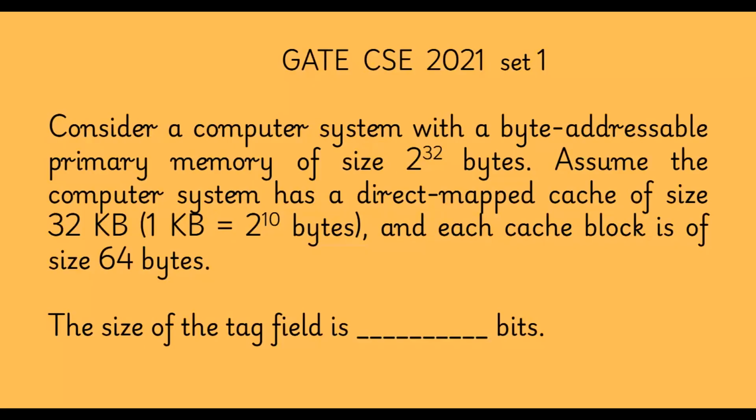Consider a computer system with a byte addressable primary memory of size 2 to the power of 32 bytes. Assume the computer system has a direct mapped cache of size 32 kilobytes and each cache block is of size 64 bytes. That means the size of the main memory is 2 to the power of 32 bytes, the size of the cache memory is 32 kilobytes, and the size of the cache block is 64 bytes. Now we have to find the size of the tag field from the given data.